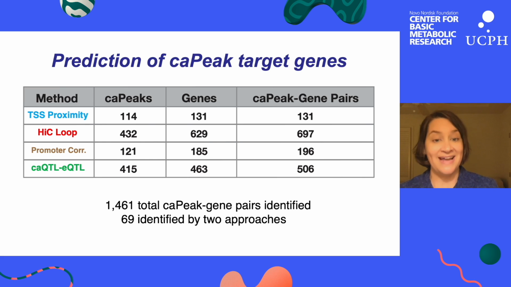And we evaluated how many total peaks and gene pairs were present and how many were identified by 2 approaches. Of the peaks that were identified, remember there were around 3,000 peaks identified, we identified more than 1,400 peak to gene pairs. And for 69 of those, we had a little extra evidence to support them because there were 2 approaches that supported the link between that regulatory element and a specific gene.